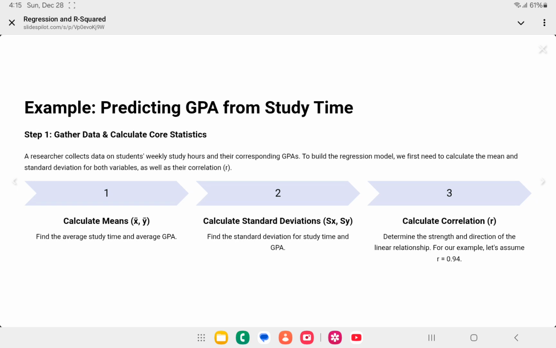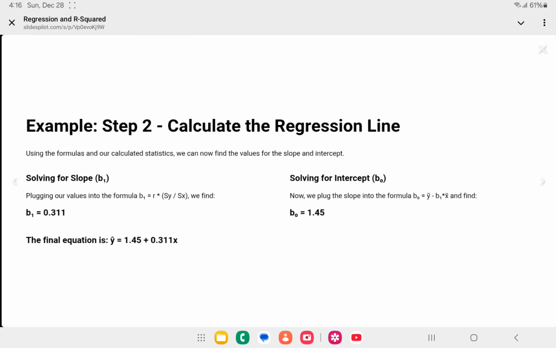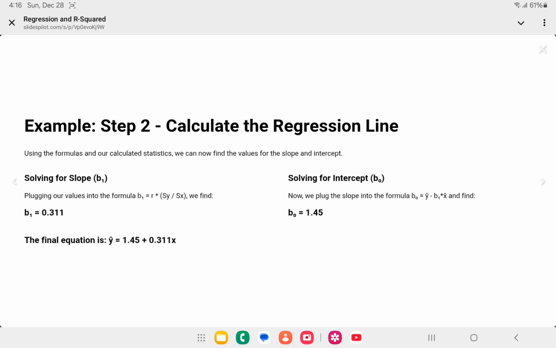In order for us to use the regression formula, we need to calculate the mean and standard deviations for each variable, which you should already know how to do. We also need to calculate the correlation, which you should also know how to do. We needed to calculate these values because b naught is equal to y bar minus b1 times x bar, and b1 is equal to r times sy divided by sx.